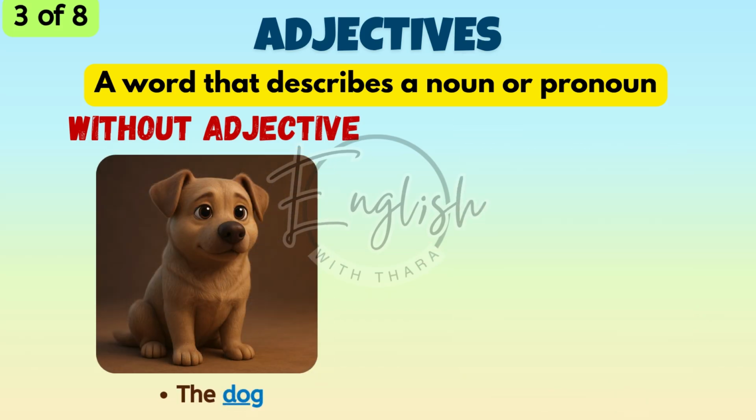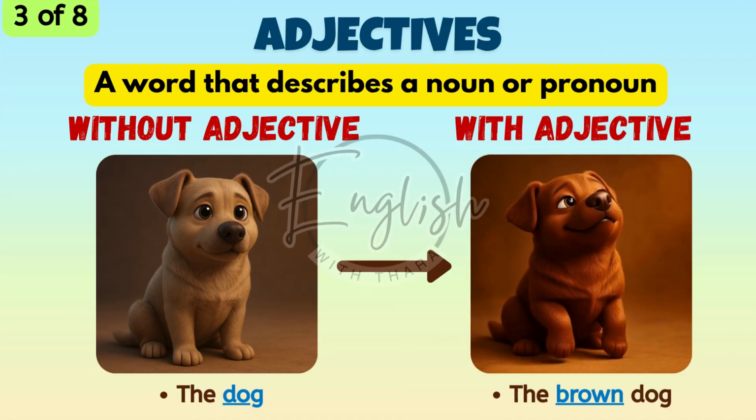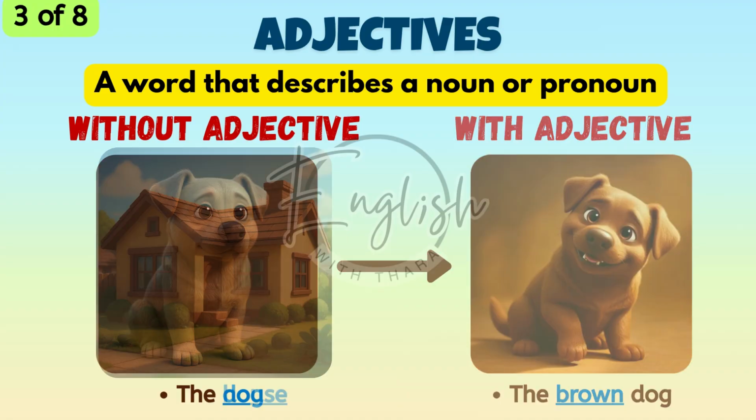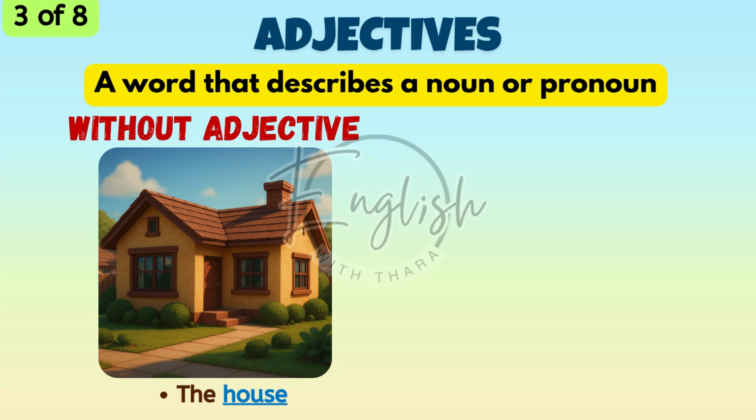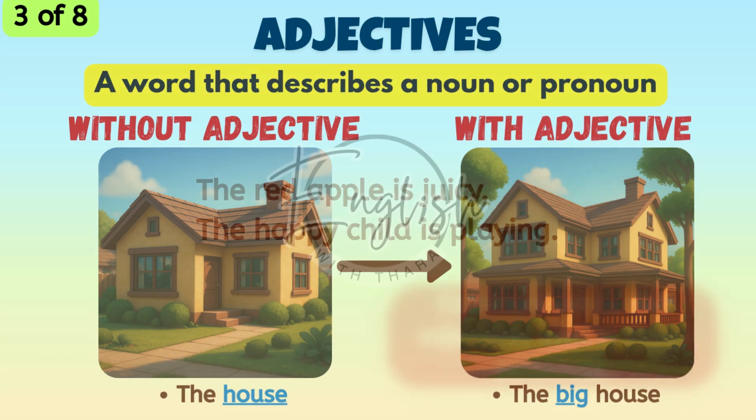Similarly, we have the dog. Without an adjective, it's just the dog. With an adjective, we can say, the brown dog. And for the house, without an adjective, it's the house. But with an adjective, we can say, the big house. Adding adjectives makes our sentences more colorful and detailed, helping the listener or reader picture exactly what we mean.